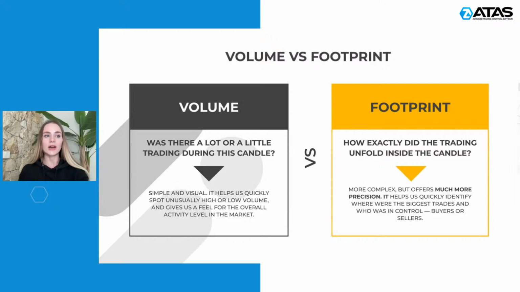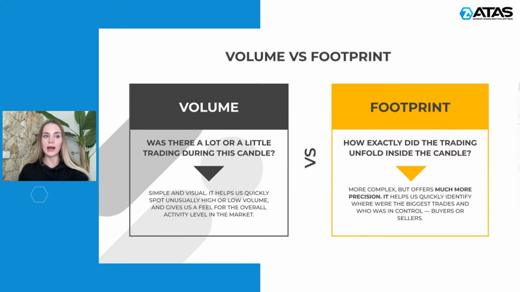Now, footprint charts or clusters go a step deeper. They answer a much more specific question: how exactly did the trading unfold inside this very candle? Where were the biggest trades? And who was in control, buyers or sellers? You can think of a footprint chart like an X-ray vision for your candle, essentially. They show you how volume was distributed across every single price level.